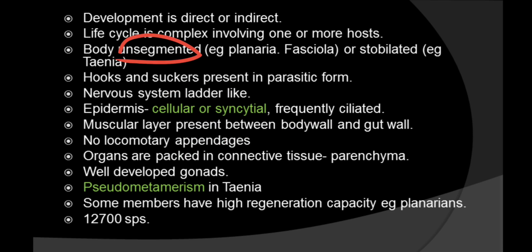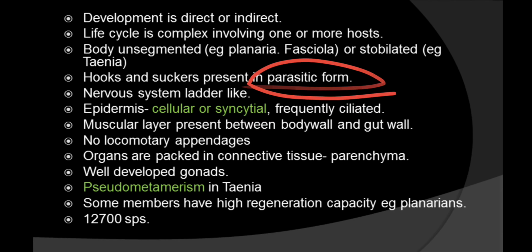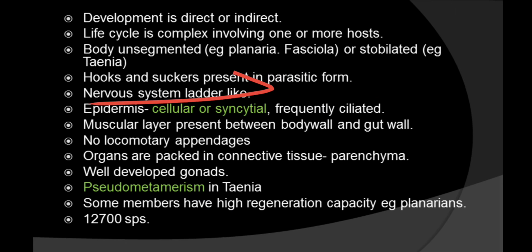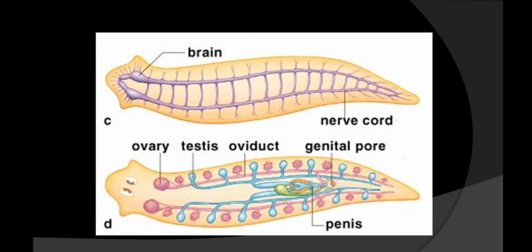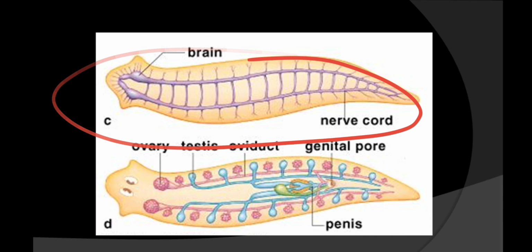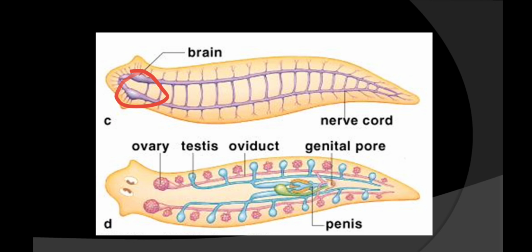Body is unsegmented in planaria and fasciola, whereas strobilated in Taenia. In the Taenia you have seen pseudometamerism is there, so it is strobilated. Hooks and suckers are present in parasites. So in the parasitic form you will find hooks and suckers. Nervous system is ladder-like. See the nervous system. You can see the brain. The beginning of the brain is from the platyhelminthes only. So brain formation starts from here. Ganglia are present in the head region, and the nervous system is ladder-like.